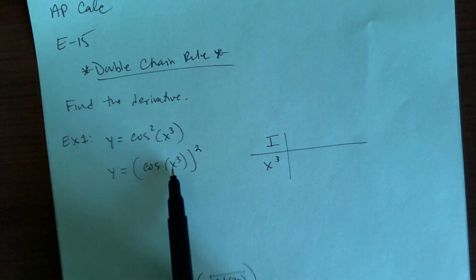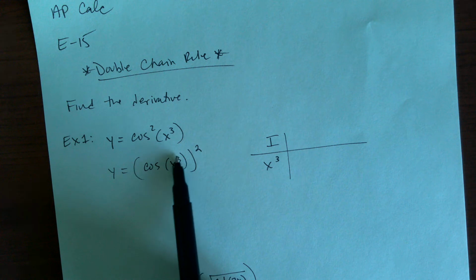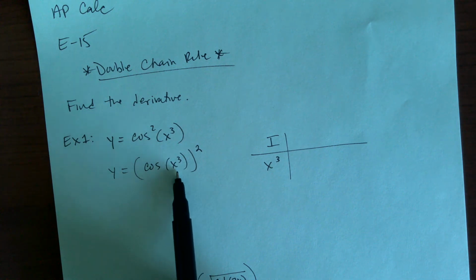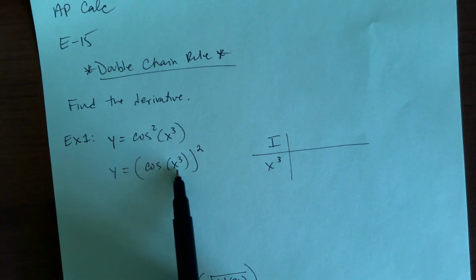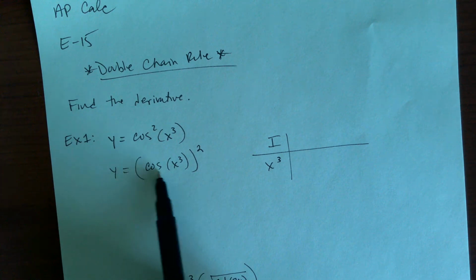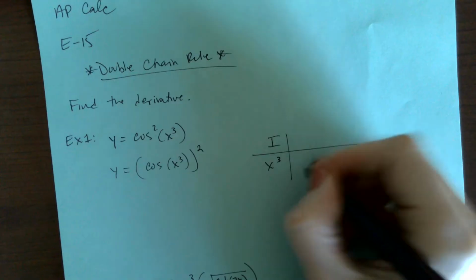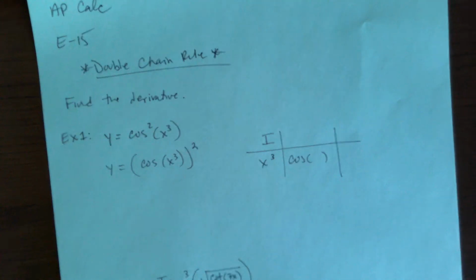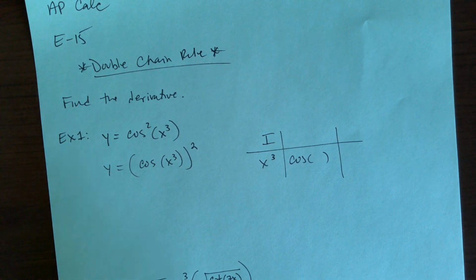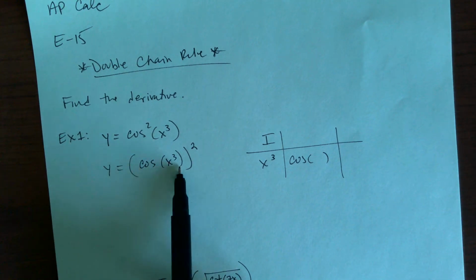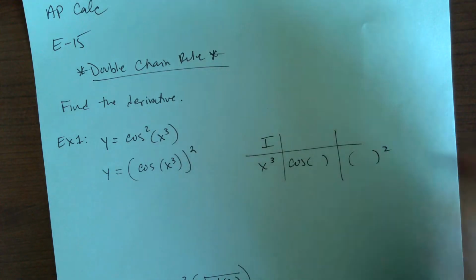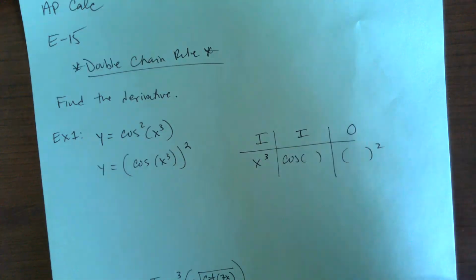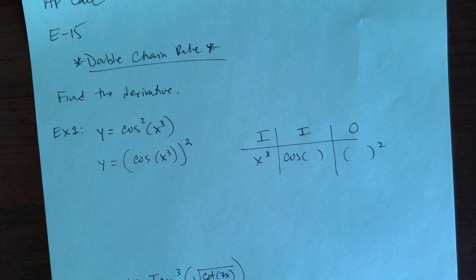But then, what is happening to this x cubed? The next thing that's happening to this x cubed is that it's being put inside of a cosine function. So that is inside of cosine of blank. But then, what is happening to the cosine function? It's being squared. All right, so here you really have two insides, and then we've got that outside.